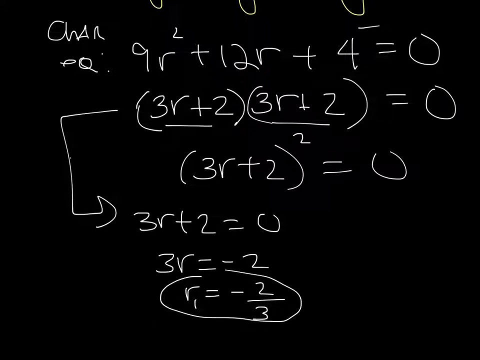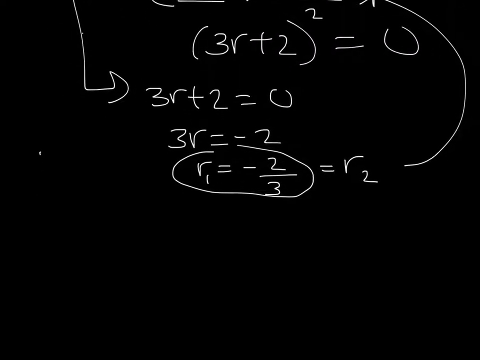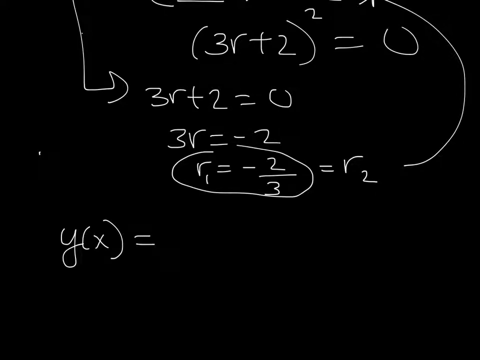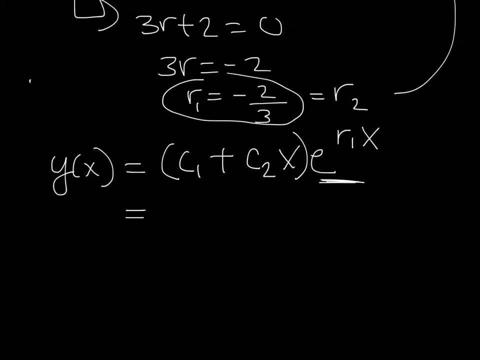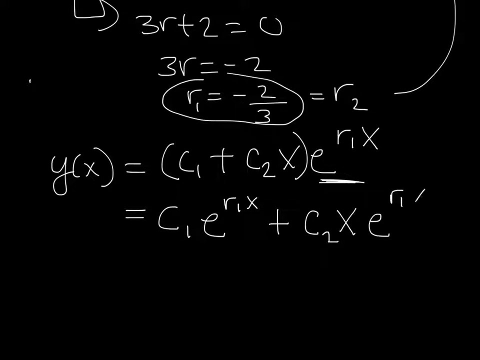So this is my r1, but it's really the same thing as your other r2. Now using theorem 6, let me write exactly what the book does so I can refer to it. They have C1 plus C2 x times e to the r1x. I'm going to distribute this because it's going to be very helpful in understanding why we have the solution. So C1e to the r1x plus C2xe to the r1x. All I did was the distributive property from algebra.